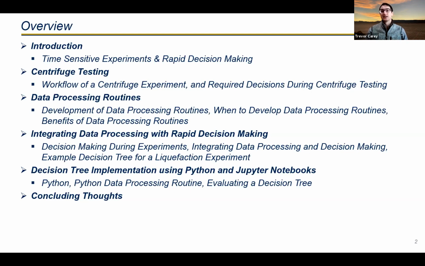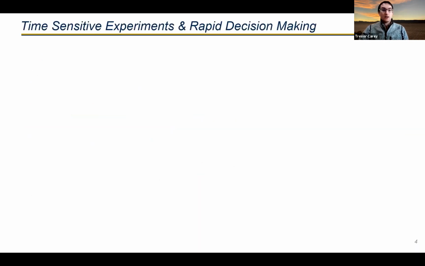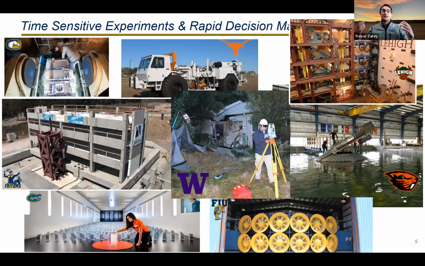This framework and this idea isn't just limited to centrifuge testing or large-scale experiments. All right. When we start to think about time-sensitive experiments and rapid decision making, what comes to my mind is all the NHERI facility sites. And these all have some kind of time-sensitive component of the experiment. And that's partly because we don't have forever to do all these tests. We can't occupy these facilities for months on end or years on end to get the exact data we would want for some kind of analysis.